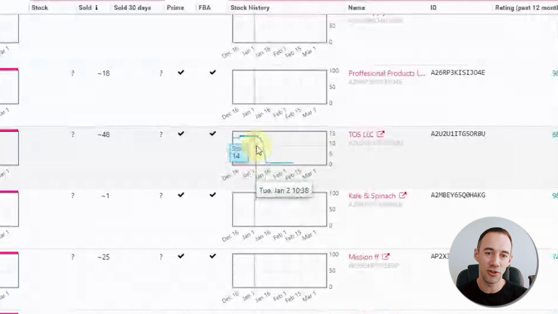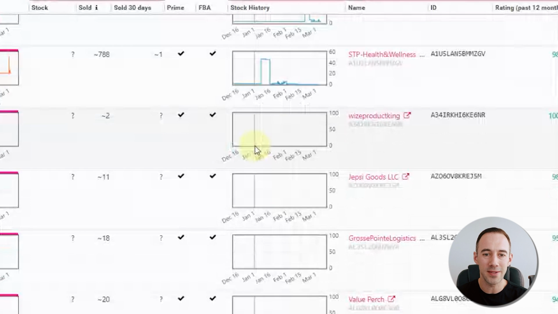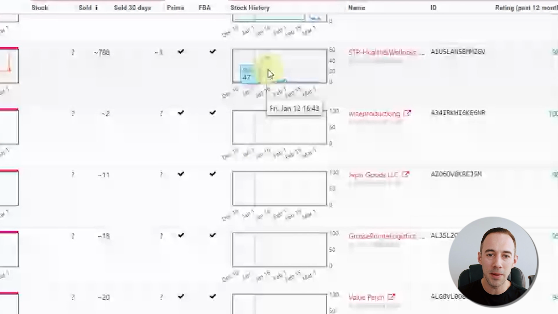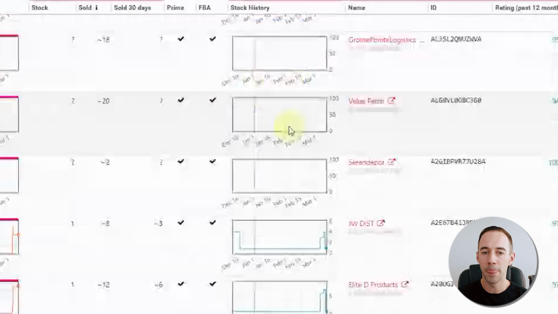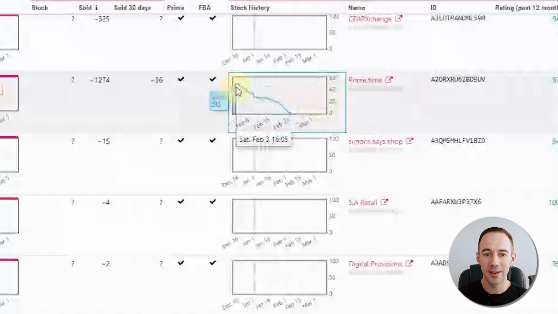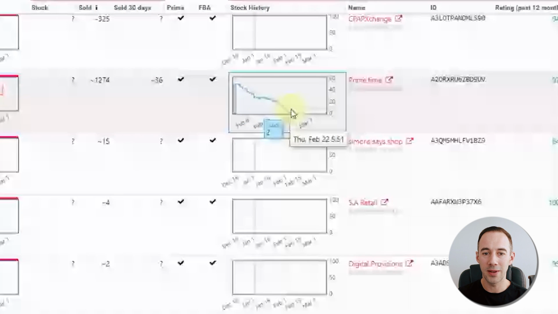That's a really good estimation to understand how often this product is selling. This guy seems to have like a really big drop, 47 down to 2. So I wouldn't trust that at all. This guy, nice staircase effect. He had 50 on the 3rd going down to there.